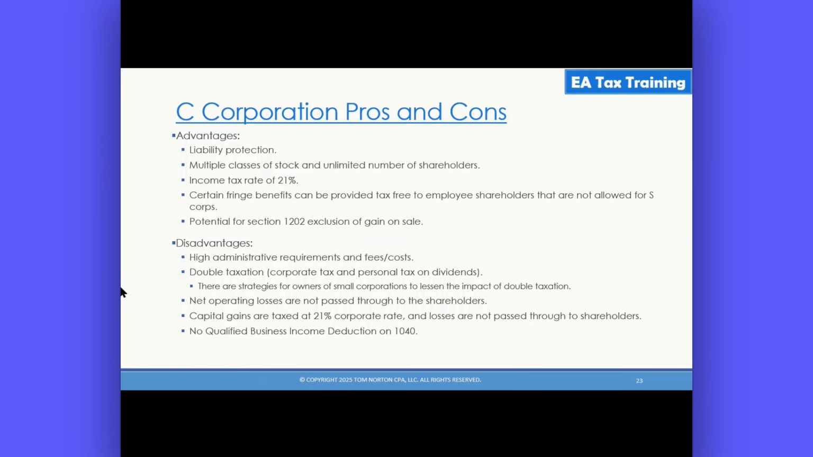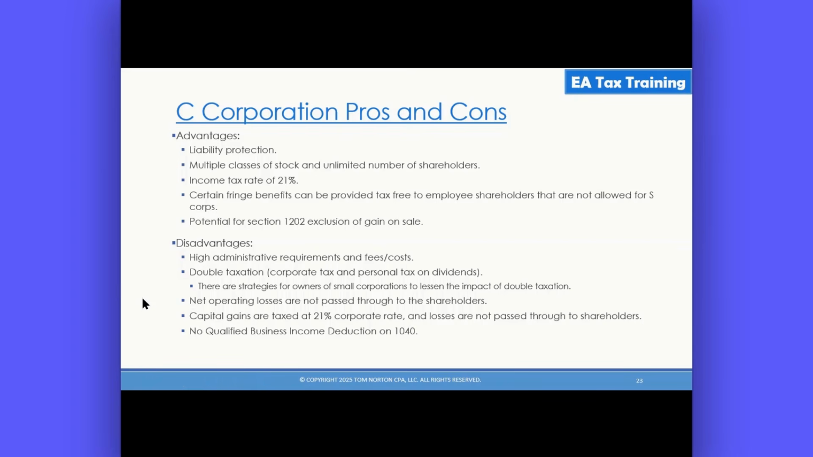We'll talk more about that when we get into the specific entity videos. Net operating losses of a C corporation do not pass through to the shareholders. They are only treated at the corporation level.